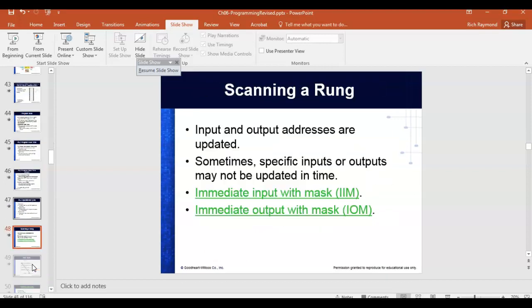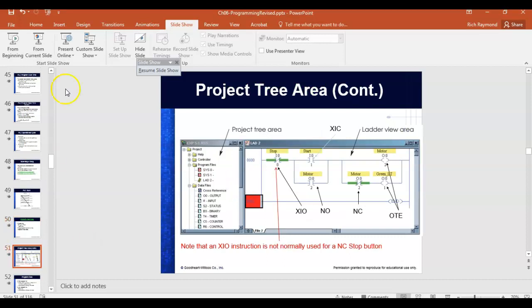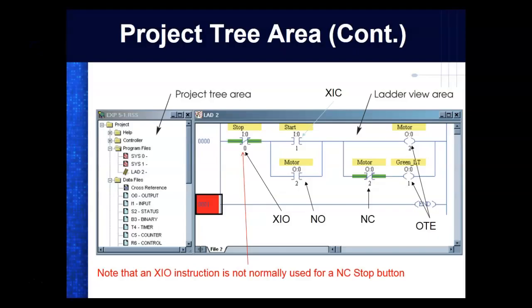So we talked about output, scan time here, scan time, program files. So project, we call that the project tree, right? We know this now is an examine if closed. We know this is an examine if open. Note that an examine if open instruction is not normally used for a normally closed file. Well, we already showed y'all that, right?